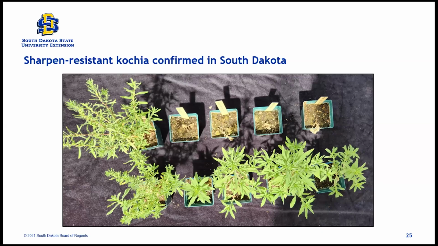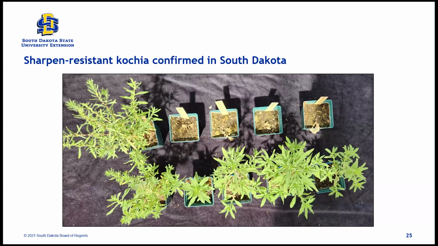Now, on this little screenshot, the far left, the big pots are going to be non-treated, and then the 4 pots to the right are treated. So the top is our susceptible. We spray it with an ounce of Sharpen, about 3-4 inches tall. Killed it. Our resistant on the bottom, they look pretty healthy.